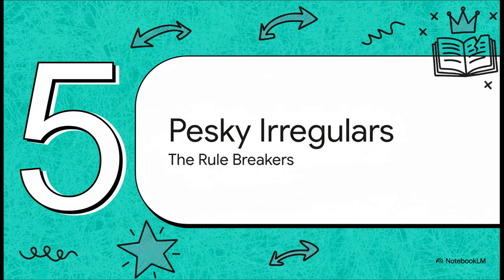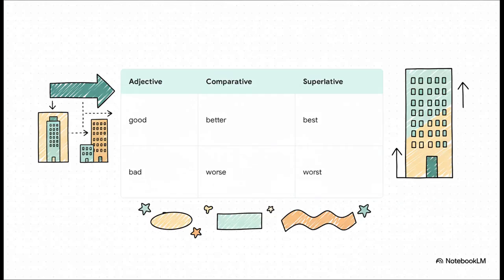And now for the fun part, the rebels, the rule breakers. English is full of them, and we call these guys irregulars. They don't follow any of the patterns we just learned, and, wouldn't you know it, they happen to be some of the most common words we use. These two are the absolute most important ones you need to know, and honestly, you just have to memorize them. Good doesn't become gooder, no way, it completely changes to better and best. And the same thing happens with bad. It morphs into worse and worst.